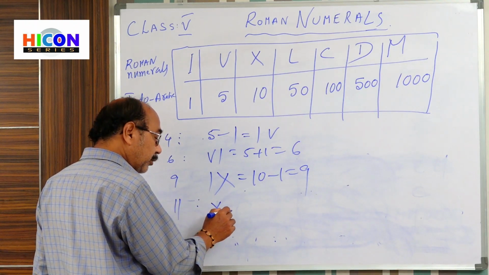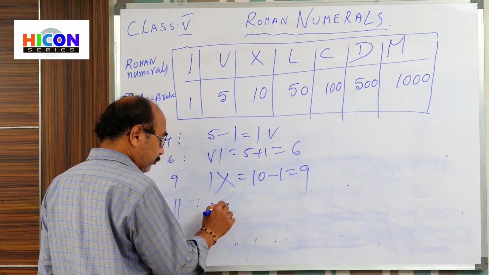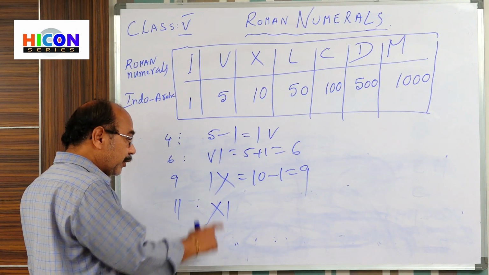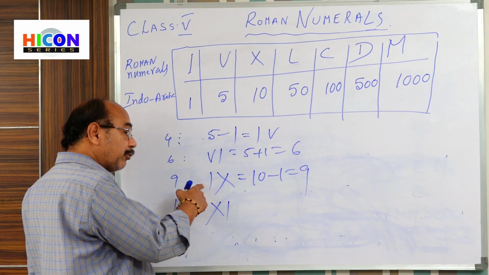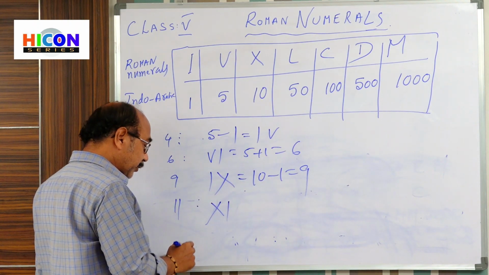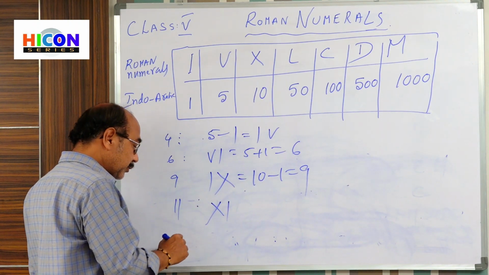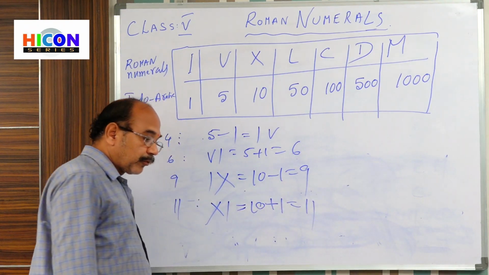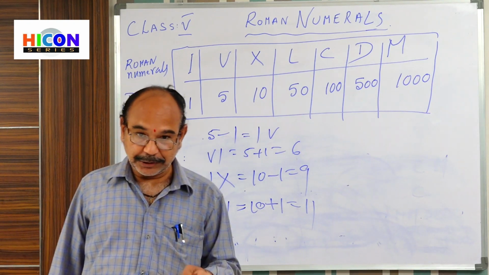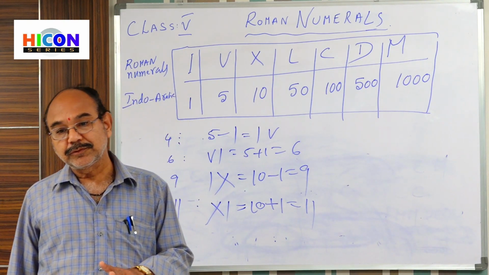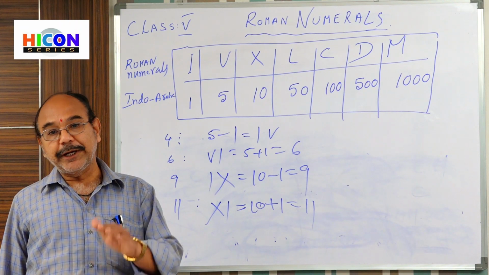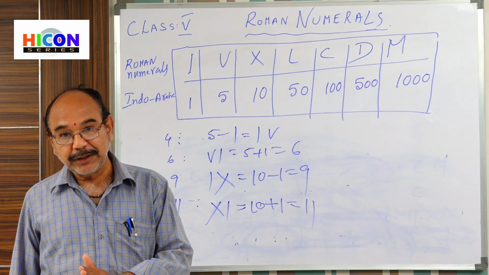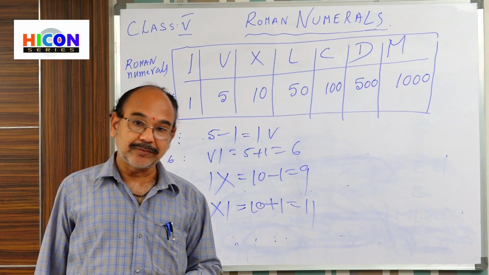11 is 10 plus 1, written on the right side. Before, here I wrote before, that means subtraction. Addition means plus 10 plus 1. So here subtraction, addition. In which case we write the right side and in which case we write the left side, that we have to identify.